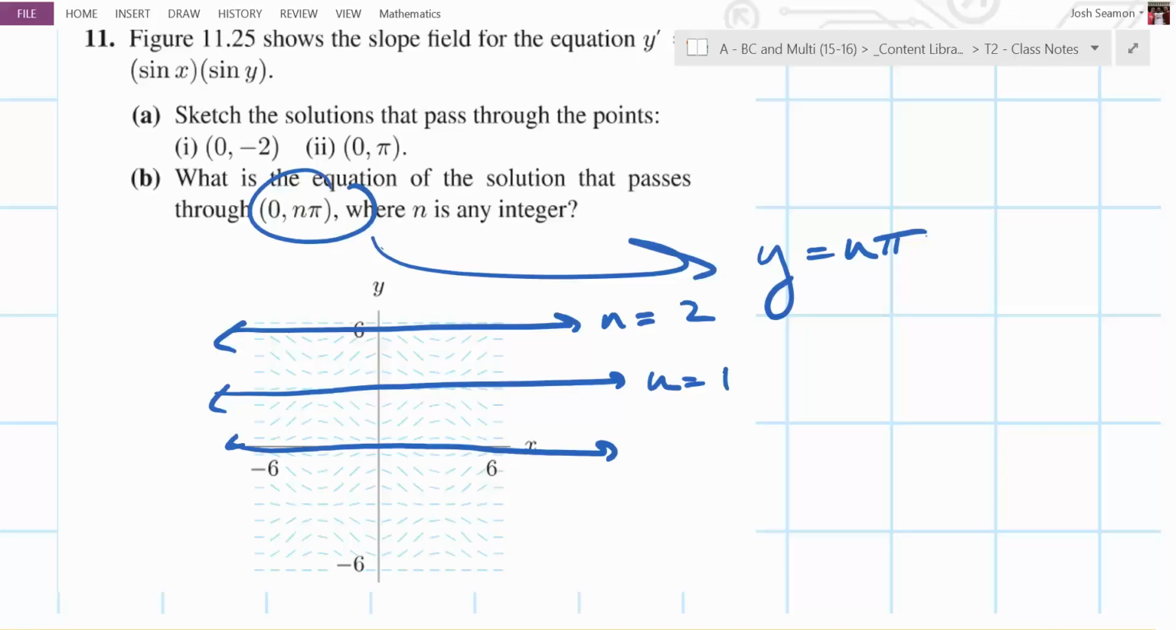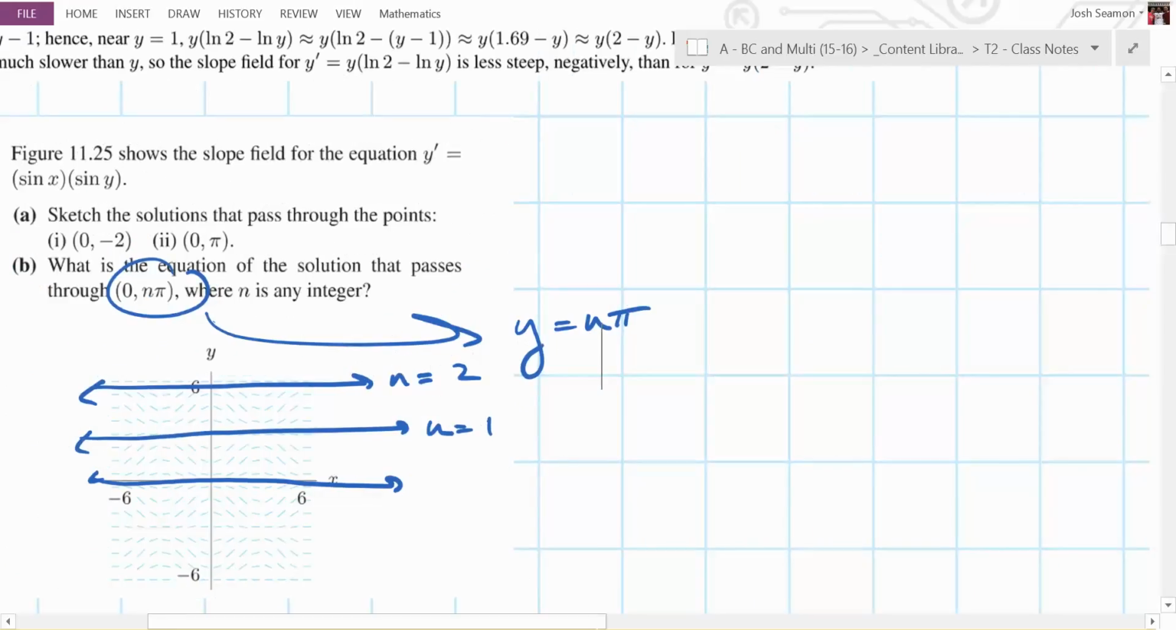How could you prove that, though? We just did it by looking at the slope field and going, yes, it looks like it is. How do you prove it? Come on, kids. How do you prove it?